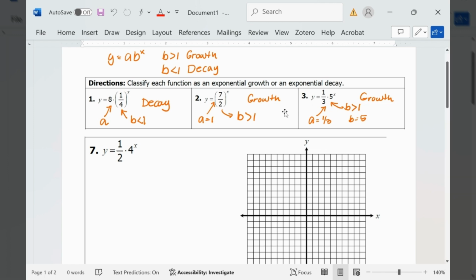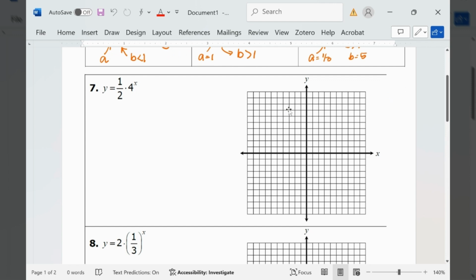Now, question number 7. This time, they're going to ask you to graph, okay? Like we did in the first three questions, we need to identify if this is growth or decay. The a is 1/2. So what does it mean? It means this graph will intersect on half, somewhere here. So that's a, okay? a is 1/2. Now, let's look at b. The b is greater than 1 because b equals 4.